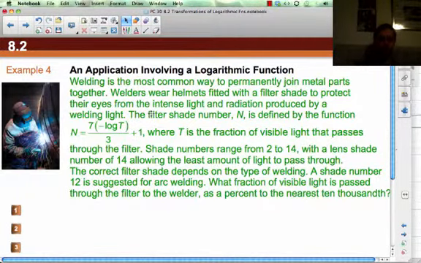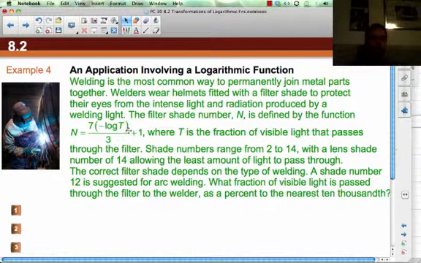Finally, example 4 here. An application involving a logarithmic function. Welding. We know what welding is. So the tint, the filter shade number for their visors is n. And it's defined by this function where t is the fraction of visible light that passes through the filter. Okay? So, shade numbers range from 2 to 14. 14 allows the least amount of light through.